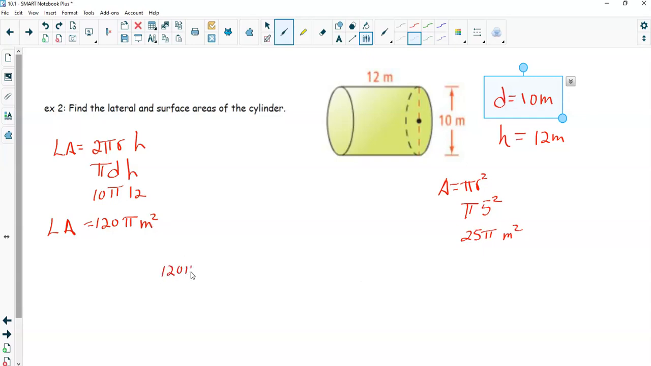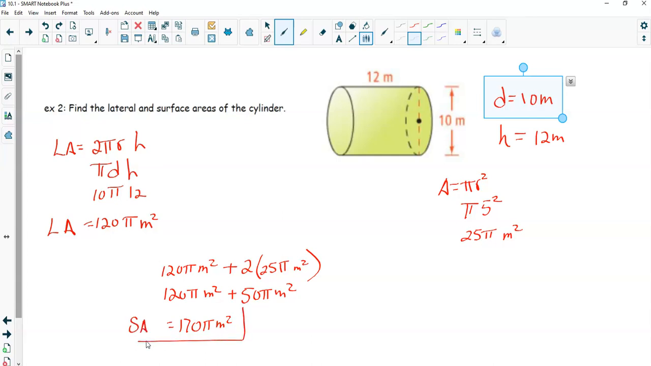120 pi square meters, that's your lateral area, plus the area of the two bases. So this is the area of one of the bases, so twice, because I have two circles, the area of the bases, which is 25 pi square meters. So I have a total of 120 pi square meters plus 50 pi square meters. That would make 170 pi square meters, and that would be the total surface area.